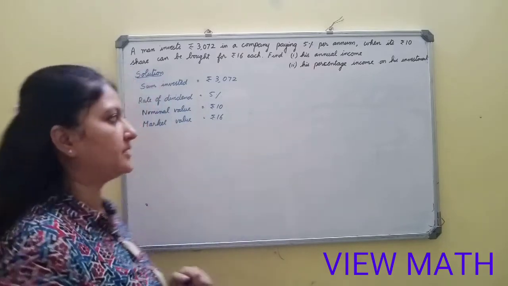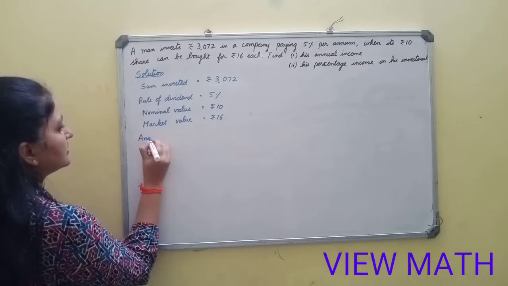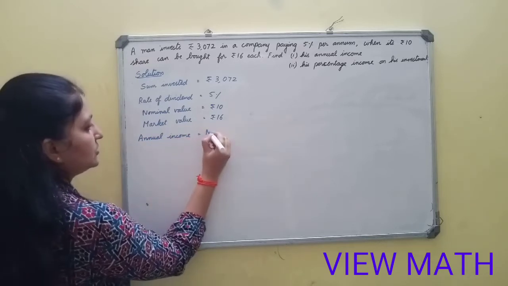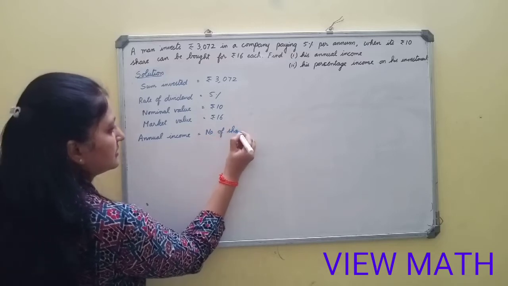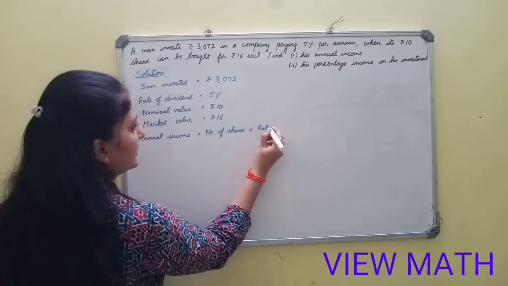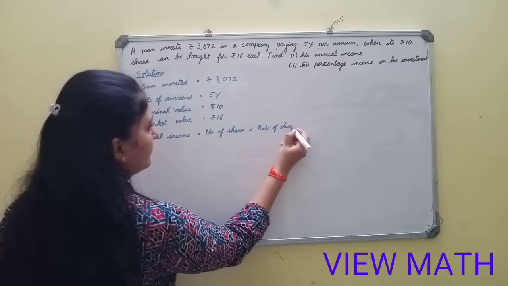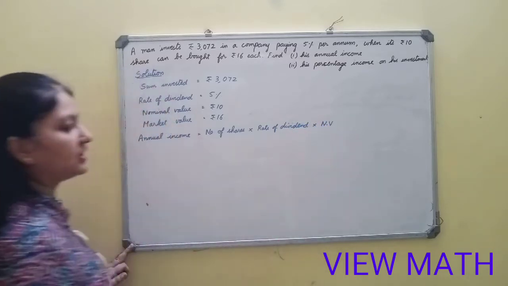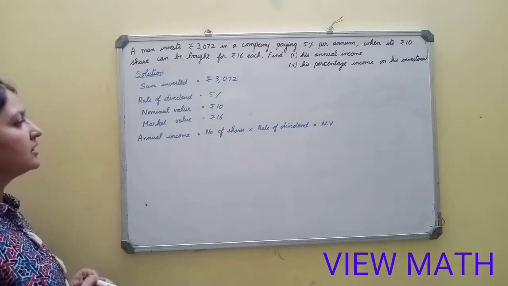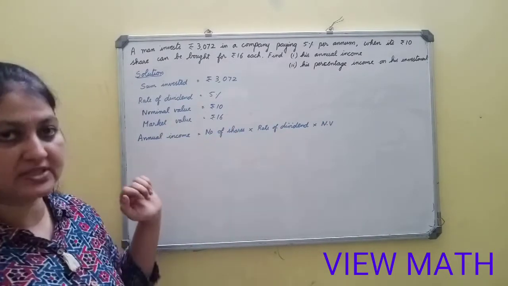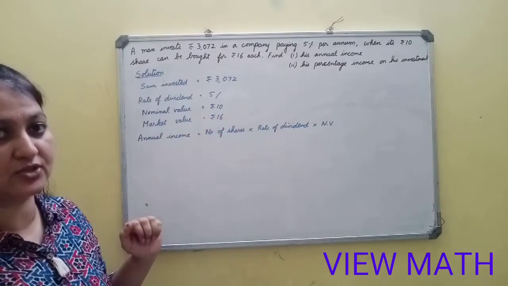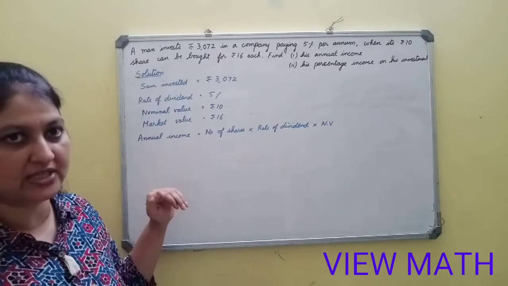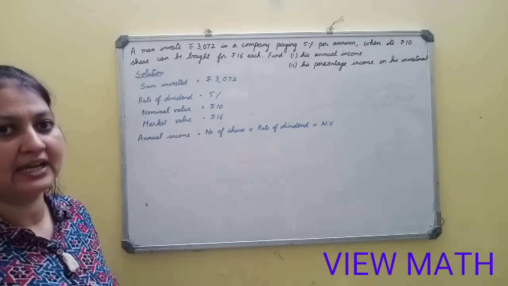First, what they are asking us to find out. First subdivision, annual income. So what is the formula? Third formula, annual income is equal to number of shares into rate of dividend into nominal value of one share. Now here we know rate of dividend 5%, and nominal value also we know, it is 10 rupees. Number of shares is not given in the question. We have to find out the number of shares first and then substitute to find out the annual income.